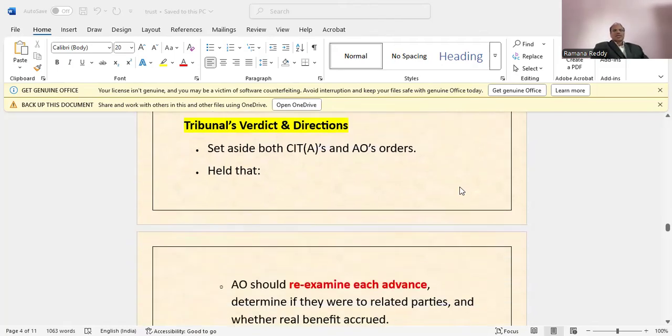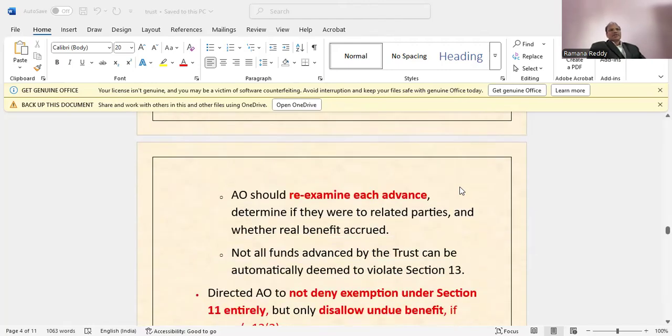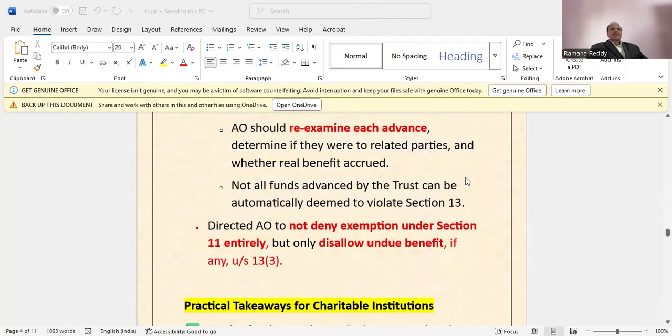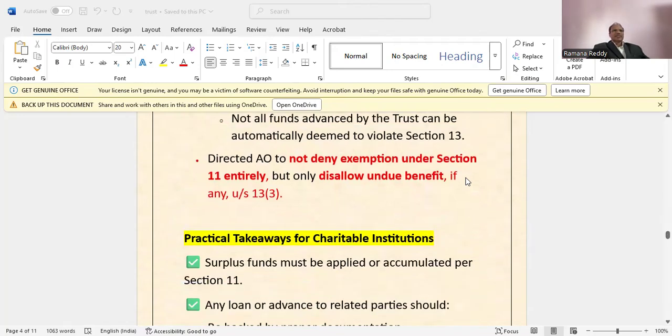The Tribunal set aside both the CIT(A)'s and the AO's orders and held that the AO should re-examine each advance, and determine whether they were to related parties and whether a real benefit occurred. Not all funds advanced by the trust can be automatically deemed to violate Section 13. It directed the AO not to deny exemption under Section 11 entirely, but only disallow undue benefit, if any, under Section 13(3), that is, benefit given to related persons.